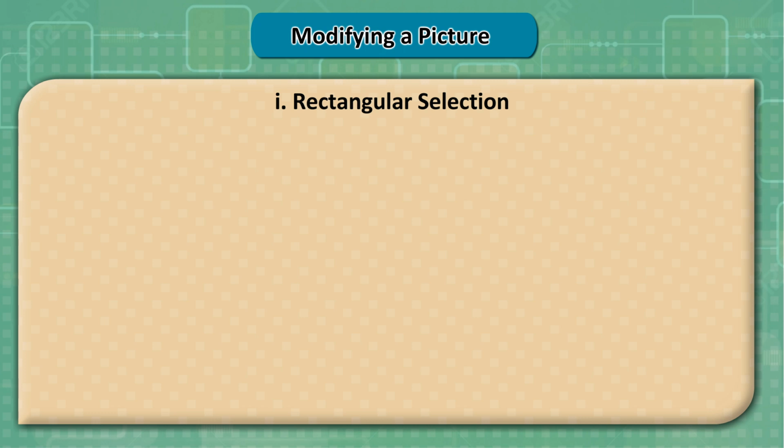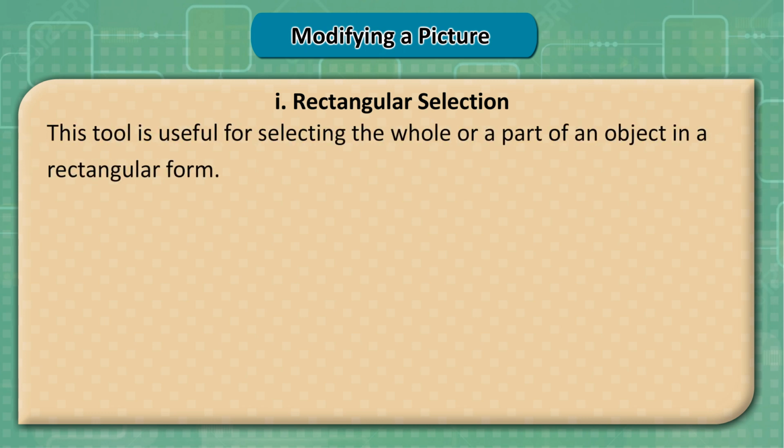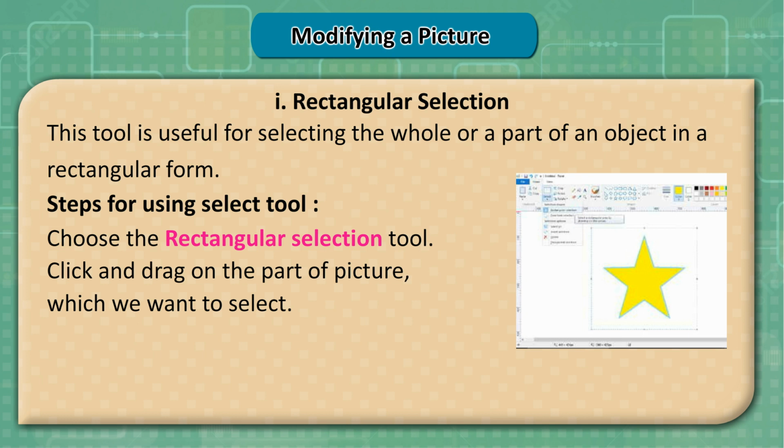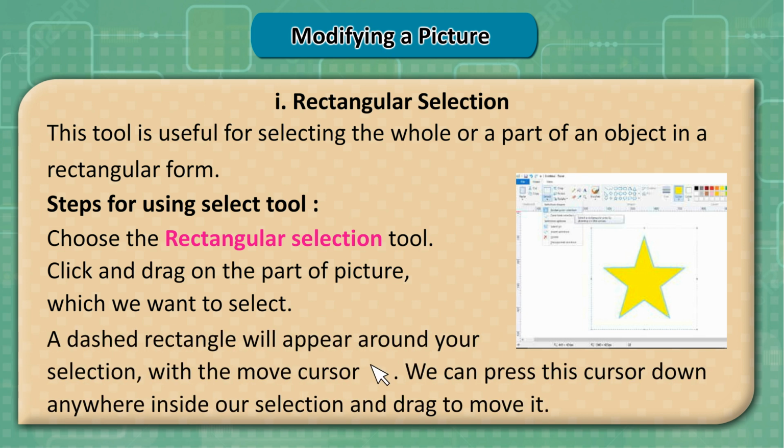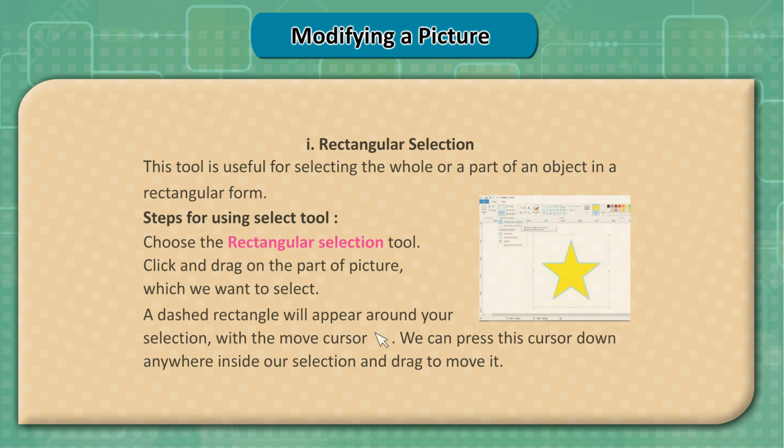1. Rectangular selection. This tool is useful for selecting the whole or a part of an object in a rectangular form. Steps for using the Select tool: Choose the rectangular selection tool. Click and drag on the part of the picture which we want to select. A dashed rectangle will appear around your selection. With the Move cursor, we can press this cursor down anywhere inside our selection and drag to move it.